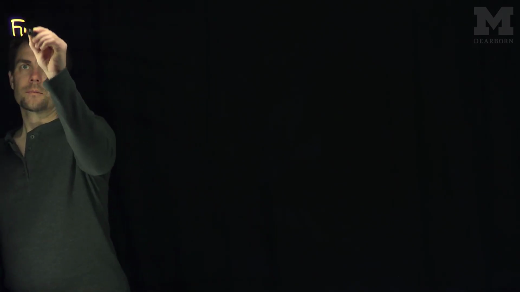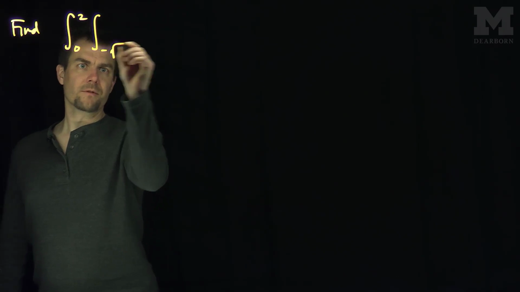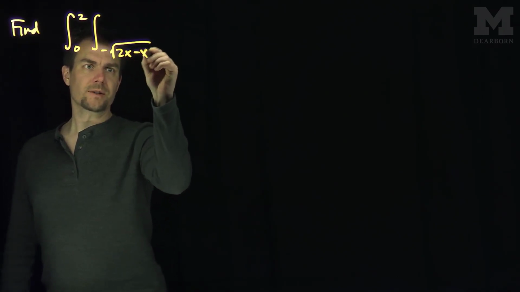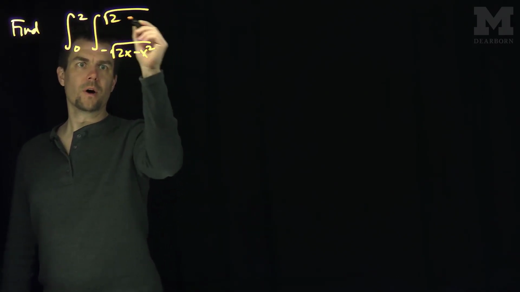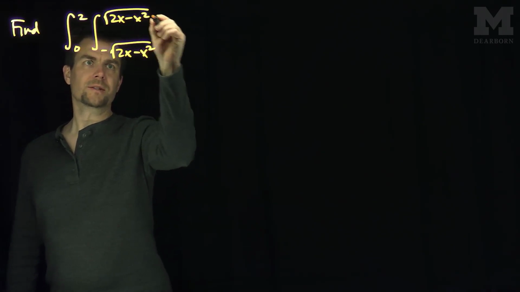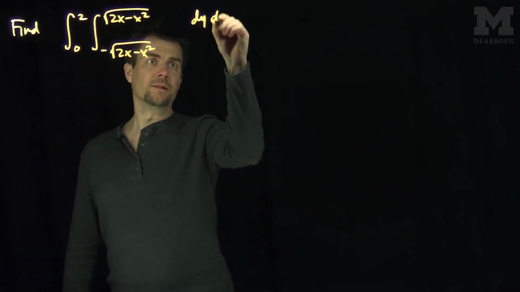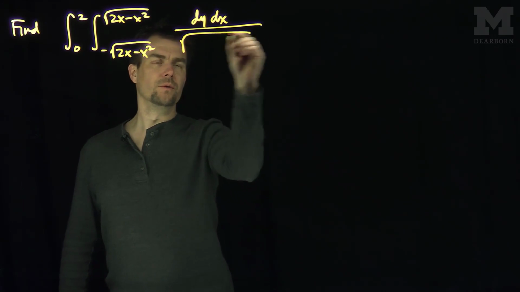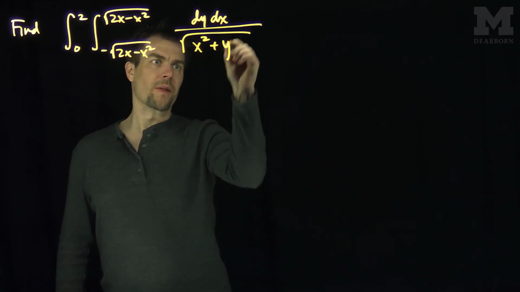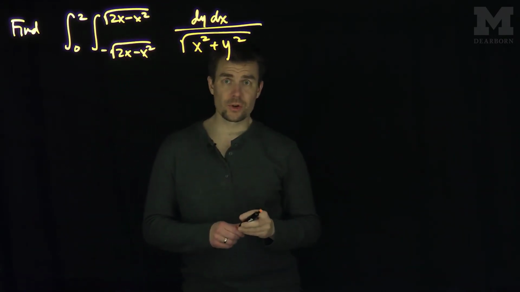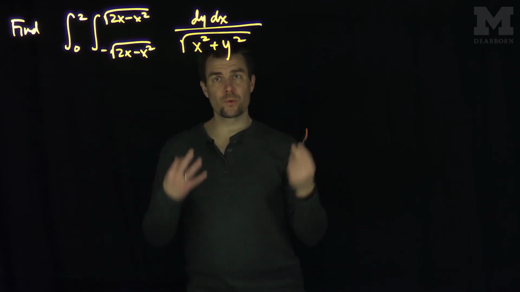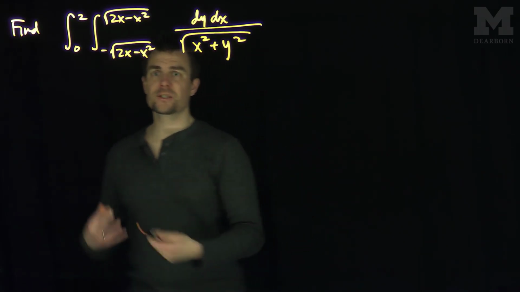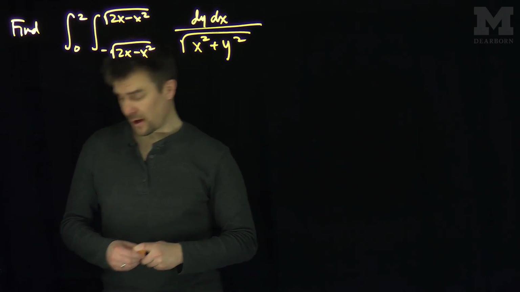Let's find the integral from 0 to 2, the integral from negative the square root of 2x minus x squared to positive the square root of 2x minus x squared, dy dx over the square root of x squared plus y squared. Now this integral is an absolute mess in Cartesian coordinates. However, I see the square root of x squared plus y squared, and that suggests we can change this to polar coordinates and see that that might be helpful.